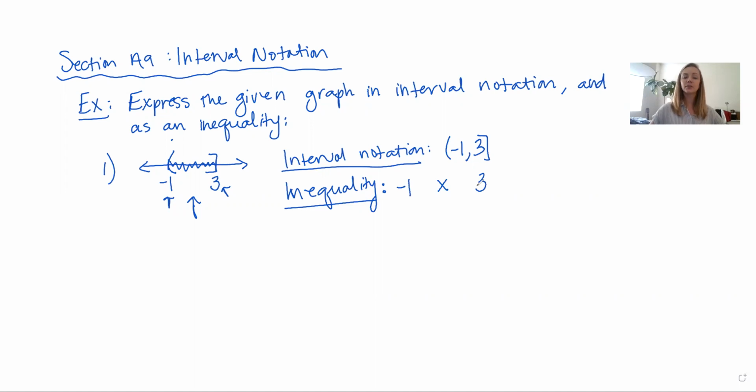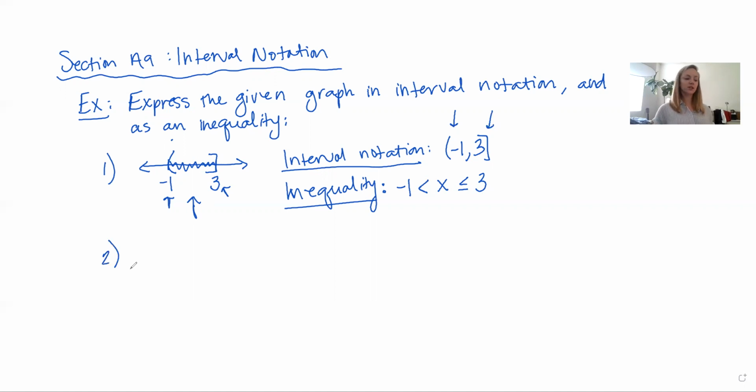Now, to figure out if it's going to be a less than or equal to, we're going to look at our parentheses and brackets. Because it's a parenthesis at -1, we're going to have a less than. Because there's a bracket at 3, we're going to have a less than or equal to. So we have x right in between -1 and 3, with the less than for -1 and a less than or equal to for 3. So this is just saying that any x value between -1 and 3 is part of our solution. We can include 3, but we can't include -1.